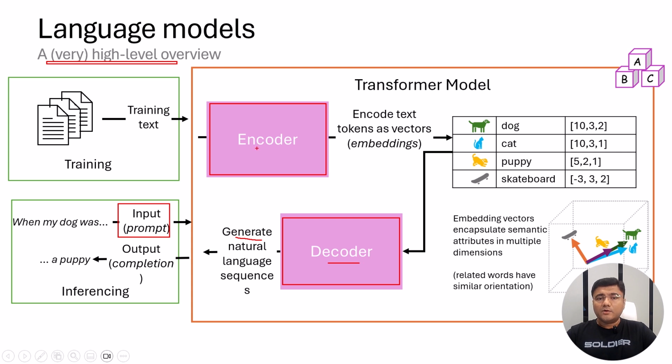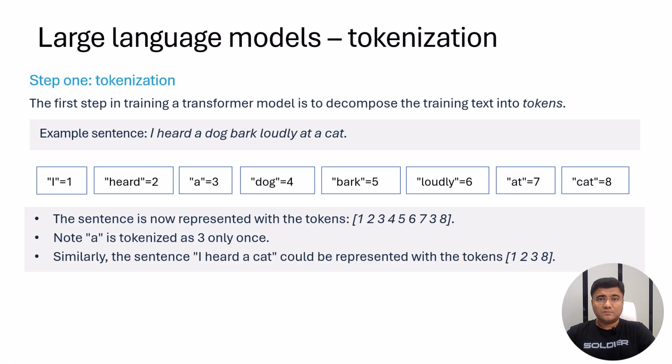Now, if I focus on encoder part first, encoder part is actually going to use something which is known as tokens as vectors. Basically, whatever input prompt I provide in natural language text is going to be converted into something called tokens. And that process is actually known as tokenization. To understand encoder, let's have a look at the tokenization first.